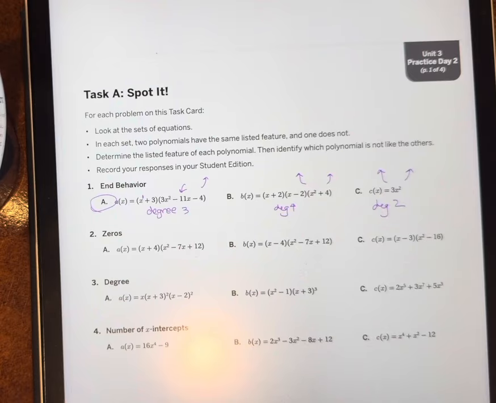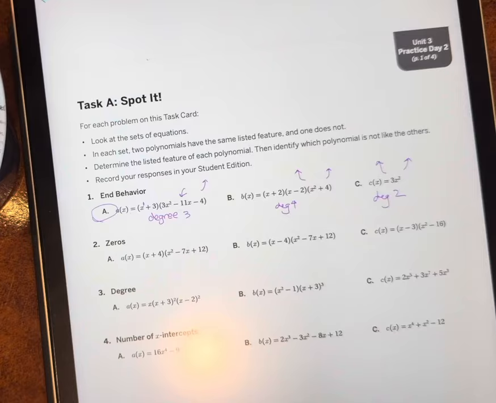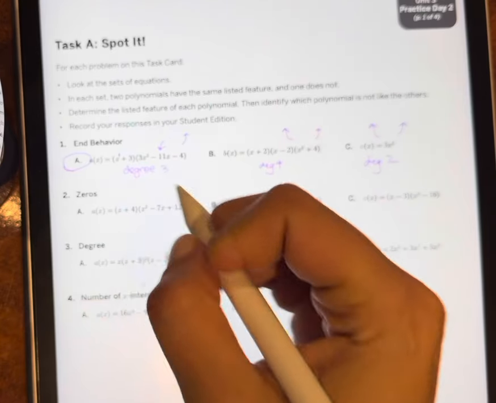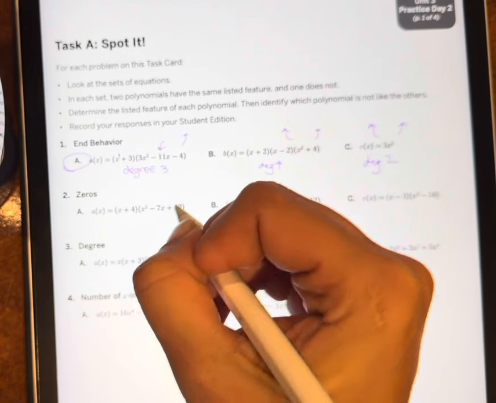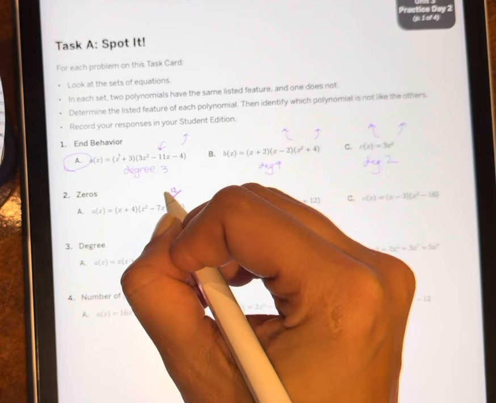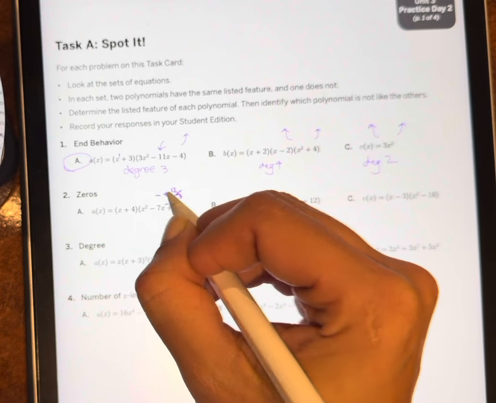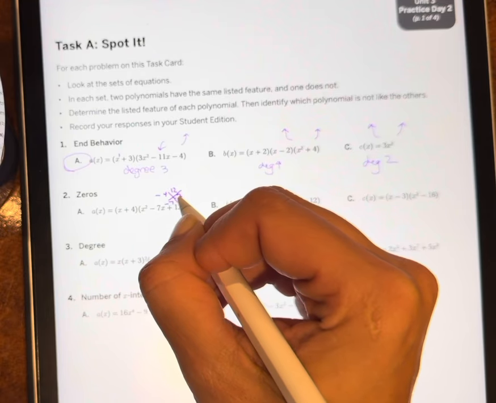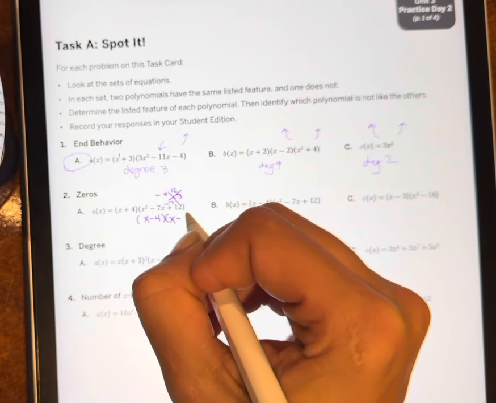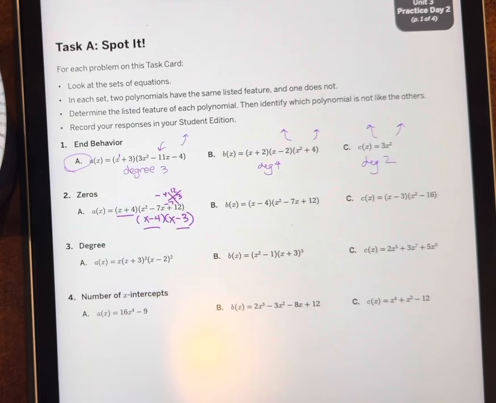Okay. Let's see. One of these has different zeros than the others. Let's go left, right. This one right here, what multiplies to 12 and adds to -7? There's going to be a 4 and a 3 with a -4 and a -3. So this factors into x minus 4 and x minus 3. So 1, 2, 3. These are the factors of this one.